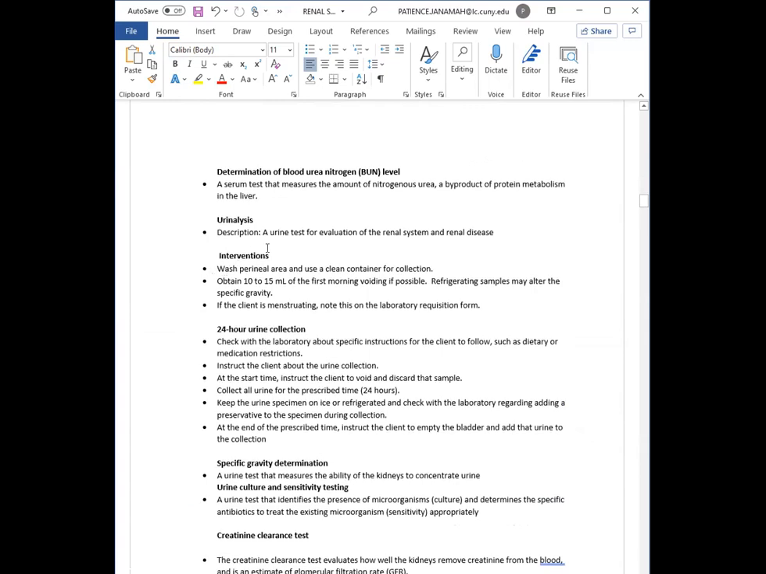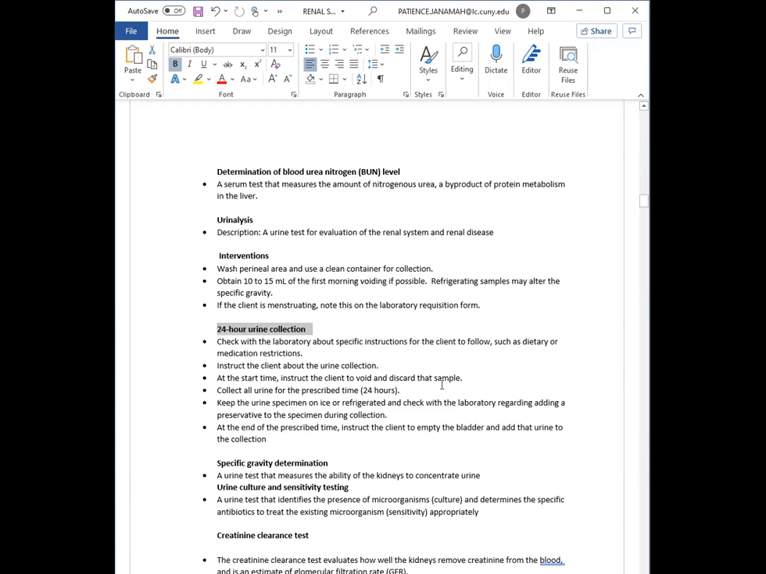So the intervention for a patient to go for urinalysis is just to have urine collection. So you have to do a clean catch sample. Sometimes you have to do the 24-hour urine sample collection. And that, you check the laboratory, like the 24-hour urine sample collection.